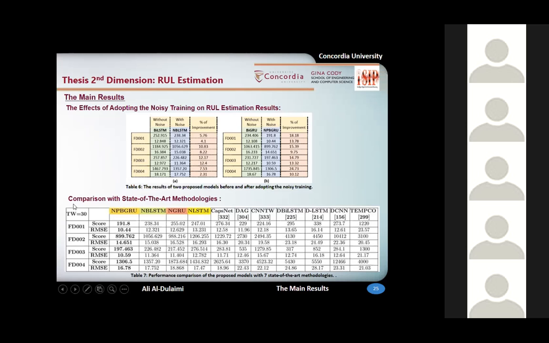So to compare our results to the state-of-the-art methodologies available in the literature, we can see that we achieved the best results ever in the literature up to date, especially the noisy parallel bidirectional GRU, which is based on the fully noisy training.